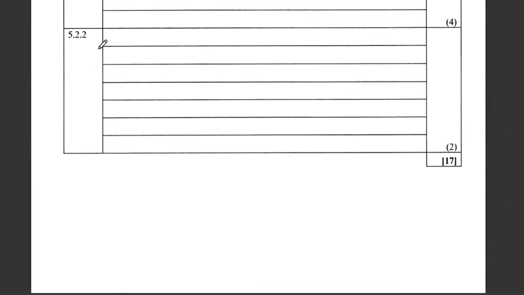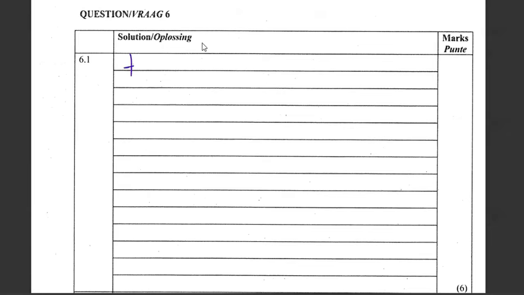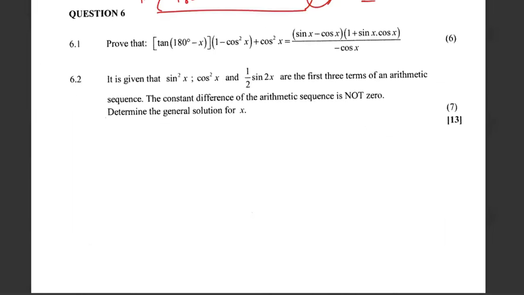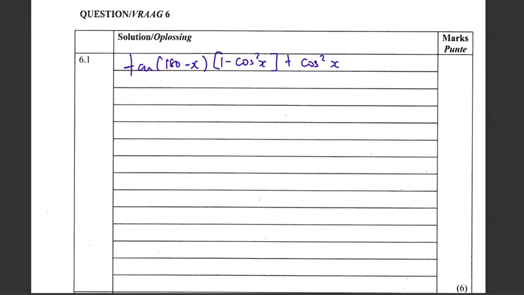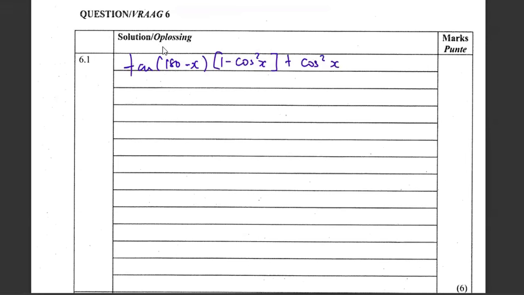Okay, so this is 6.1. Let's write down the expression. We have tan of 180 minus x, multiplied by 1 minus cos squared x, then plus cos squared x. So where are we starting from? We say the left-hand side. Let's try to reduce this and see where we are heading, or if there's some light at the end of the tunnel.